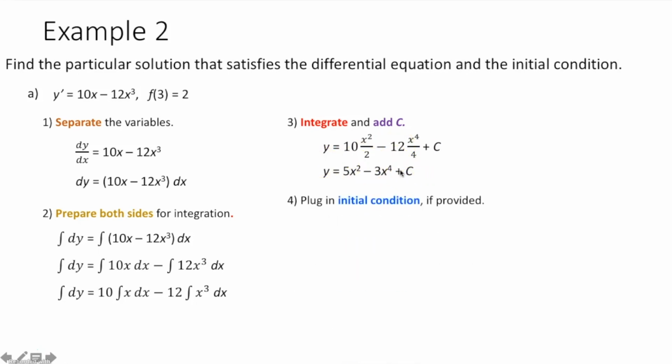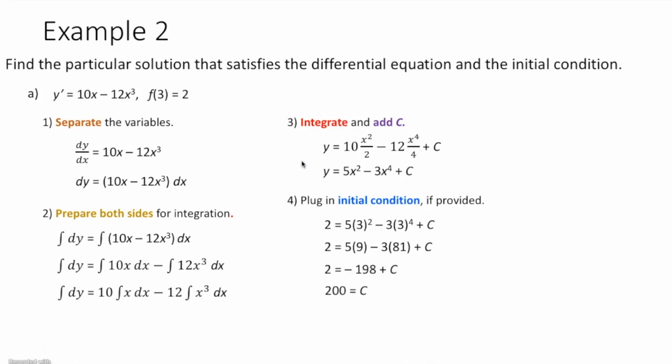After we find our general solution, we need to plug in an initial condition if it's provided. It is in this case. We have our general solution. Now we need to find our particular solution. So we take our initial condition and plug it into our general solution. So 3 goes in for each of the x's, 2 goes in for the y. Now we can solve, and when we simplify this, we end up getting that c is equal to 200.